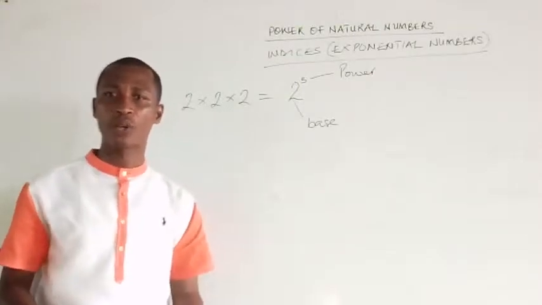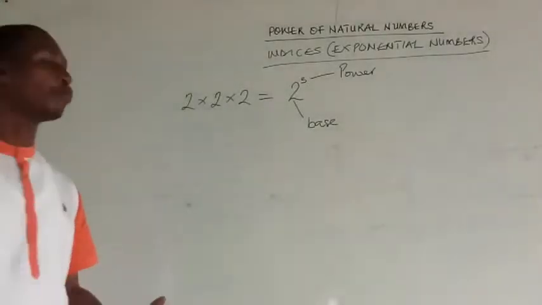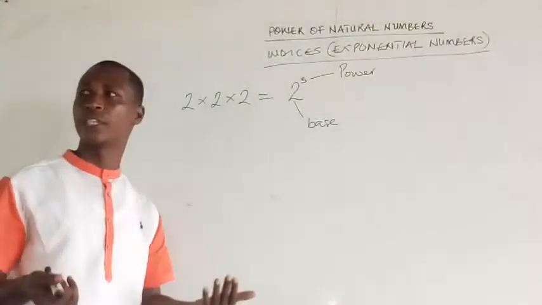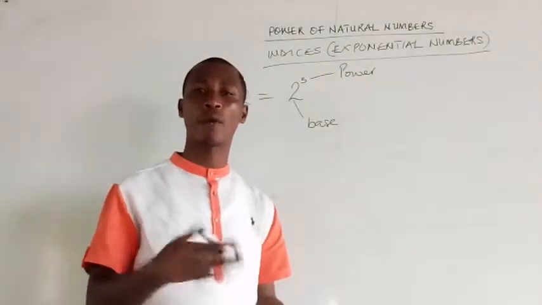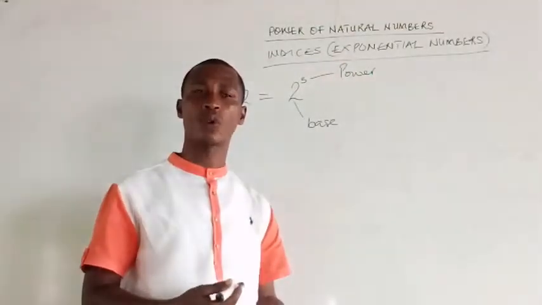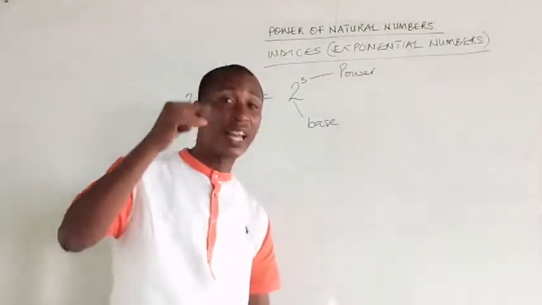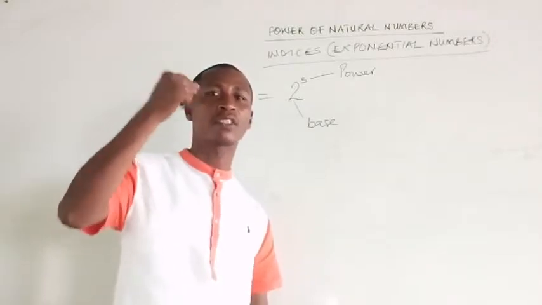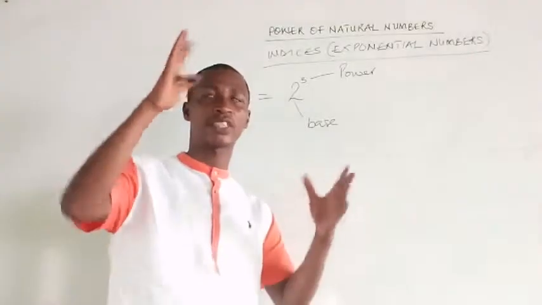We will start by looking at how to convert whole numbers to a power and a base. Basically, when you are given any number, to convert that number to a power and a base, what you have to do is first look out for the least factor of that number. Then look at the number of times that number can multiply itself to get the whole number.